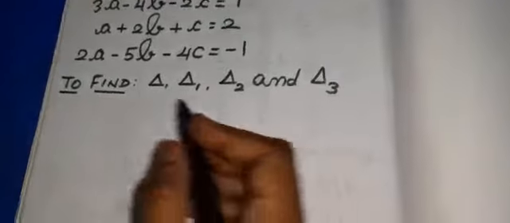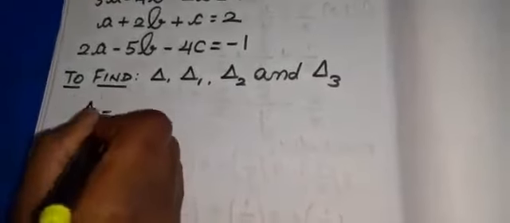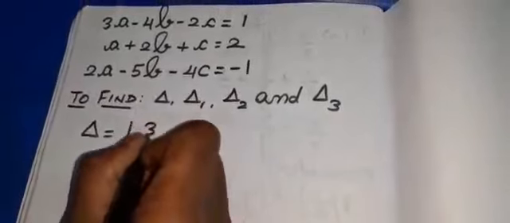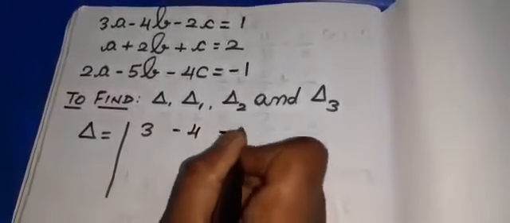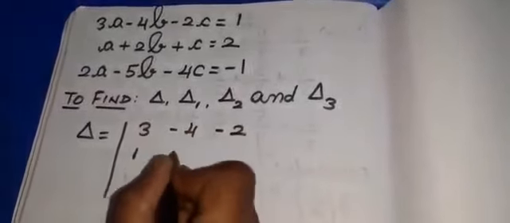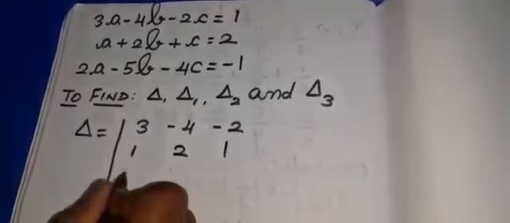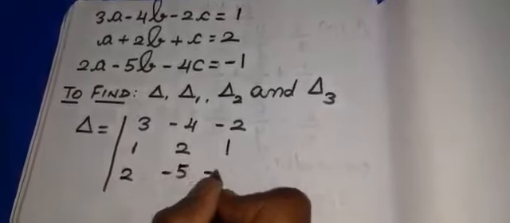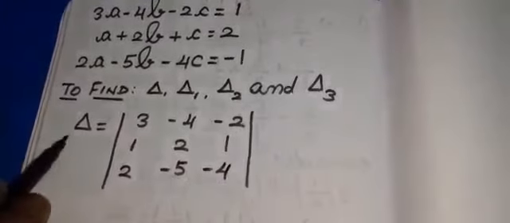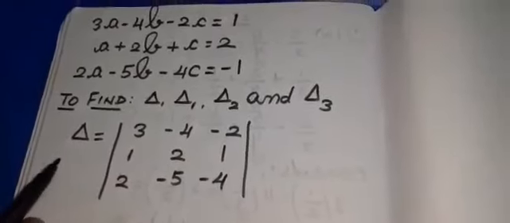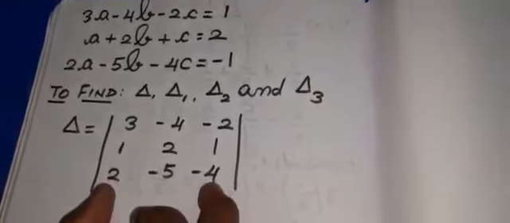So what is the procedure I told to find delta? Delta is nothing but I am going to take the coefficients of a, b and c. That is 3, minus 4, minus 2, 1, 2, 1, 2, minus 5, minus 4. And see here, students, in this case delta, I am not taking the constant. So be clear in this place, I am not taking the constant. Just be clear with these values what I am taking here. I will tell you how to do the determinants. Just only for this sum, I am going to tell you the full calculation.